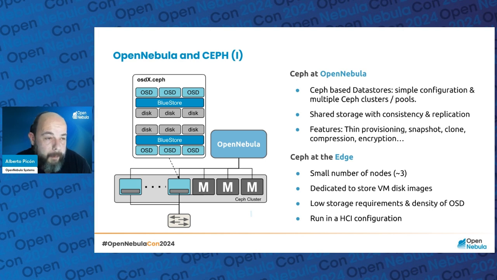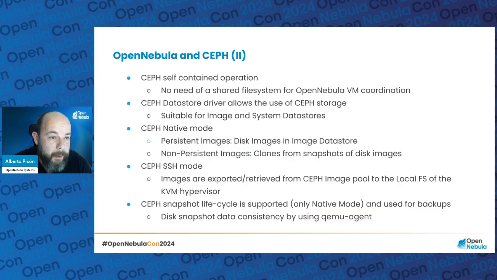Additionally, OpenNebula can interface with multiple Ceph clusters and pools using a very simple configuration, and can provide key features for cloud operation like thin provisioning, snapshot, clone, compression, encryption. All these features enable OpenNebula as a production-ready virtualization environment and cloud orchestration software. And as we will see next, we will try to explain how OpenNebula interfaces with Ceph.